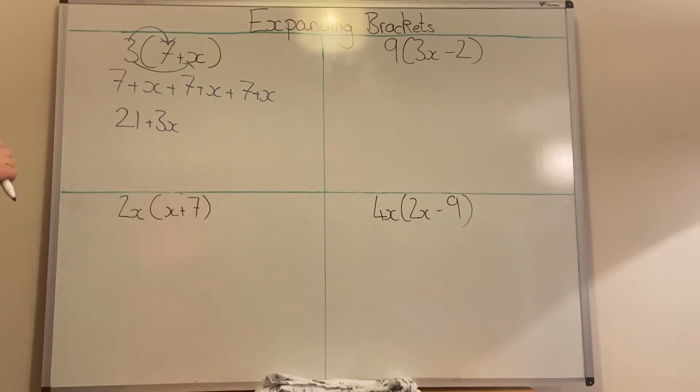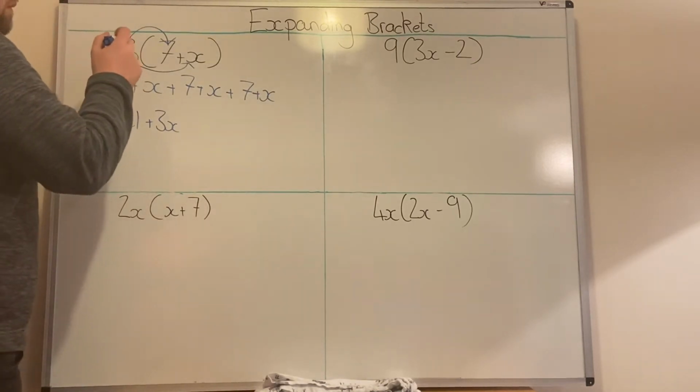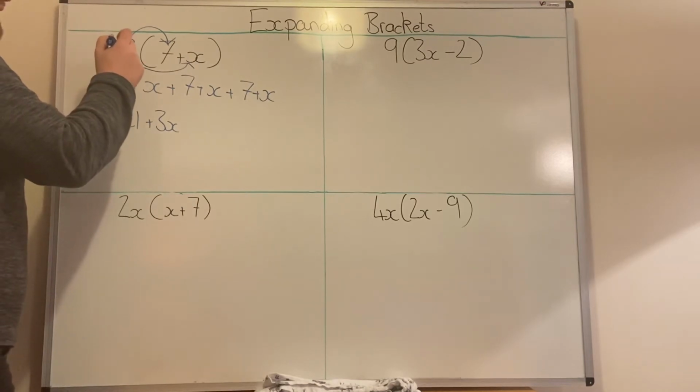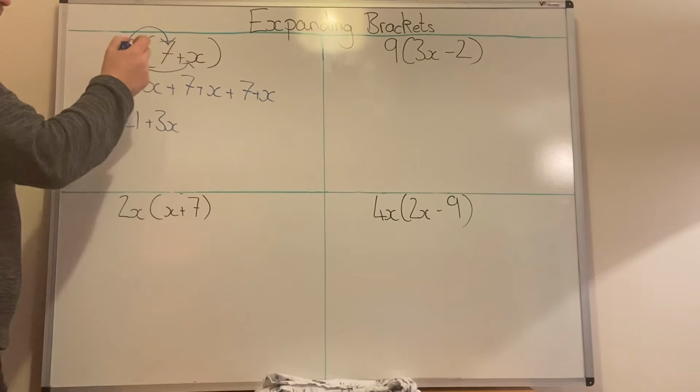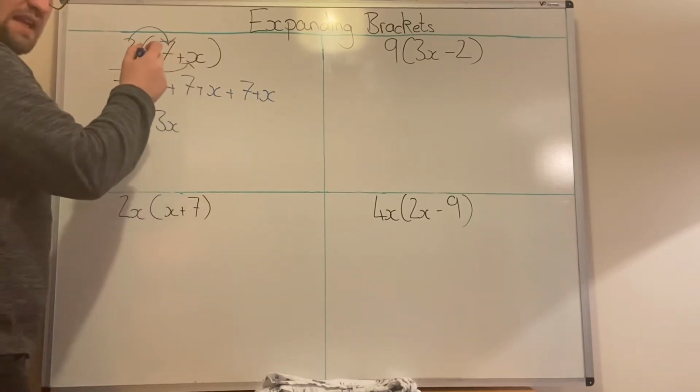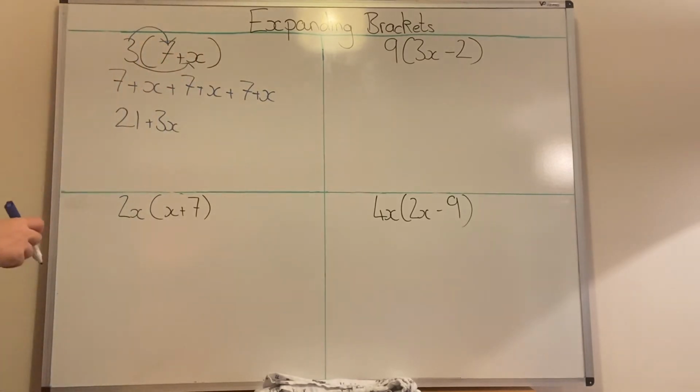And you will end up with more than one answer. Don't forget, you have to multiply everything on the inside by everything on the outside. So you're not just going to do 3 times 7 and leave x. You're not just going to do 3 times x and leave 7. You need to do both numbers.